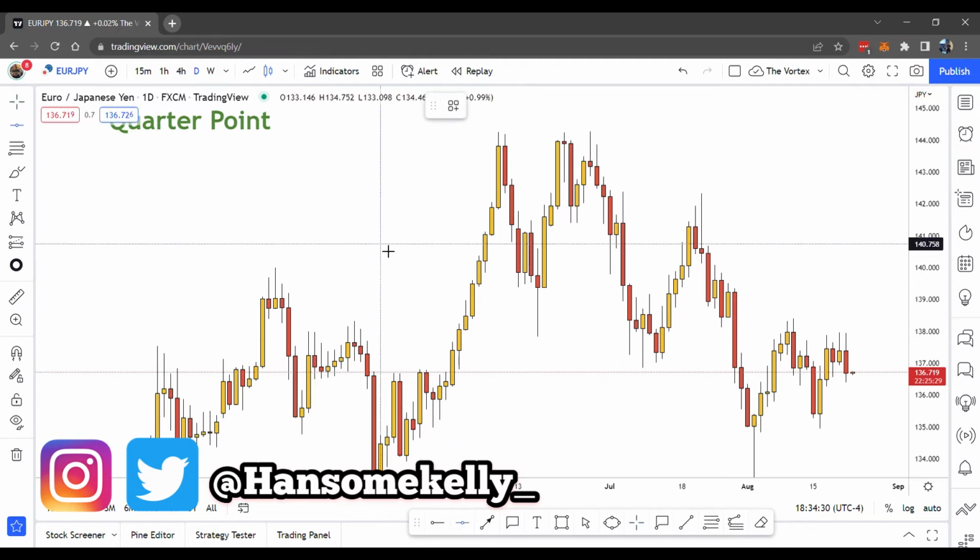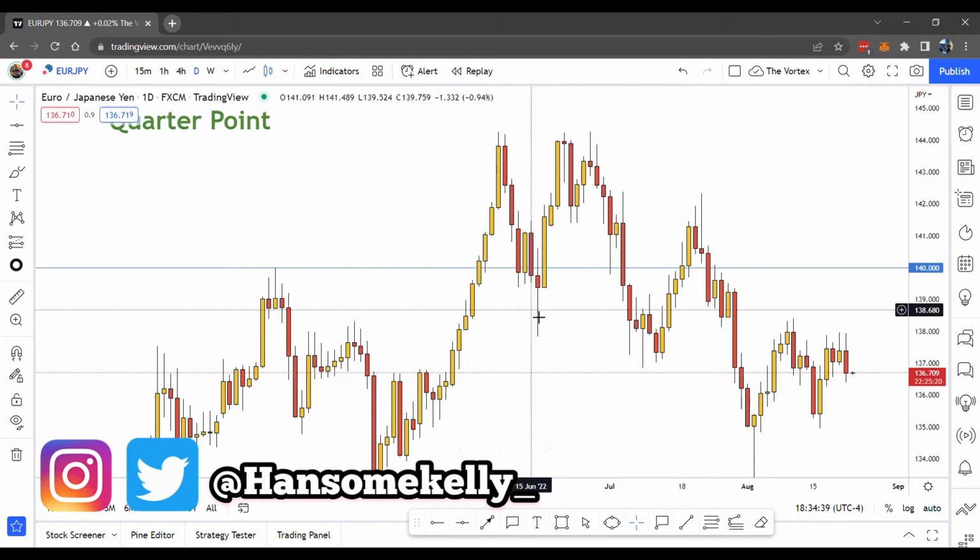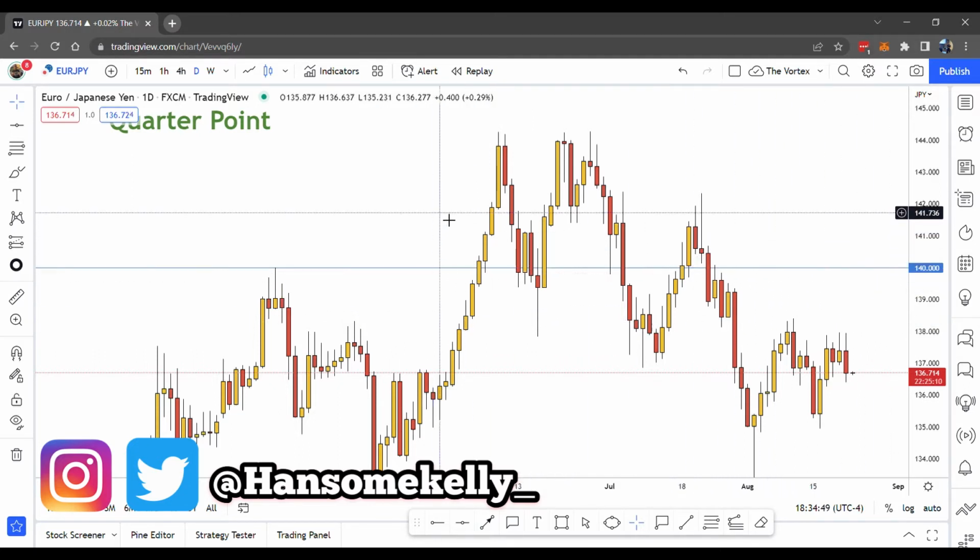So I'm going to draw this line up. I'm going to double tap to it, get the coordinates, and make sure it's 140.000, right? And then from there, it's out of a 1,000 pip range, so I can either go up or go down. It doesn't matter. But for this example, I'm going to keep 140 here.